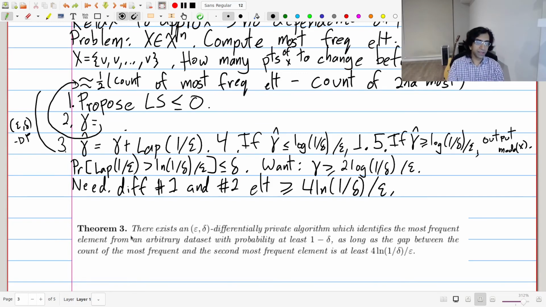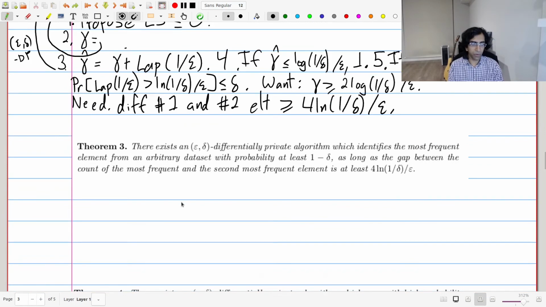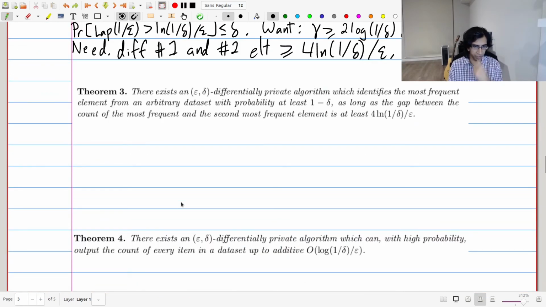In fact, you can do a histogram which estimates the count of every element. I won't prove this here. I won't even go into the algorithm because it's a little bit more complicated. But I'll refer you to, say, Theorem 3.5 in Vadhan 17, his survey.